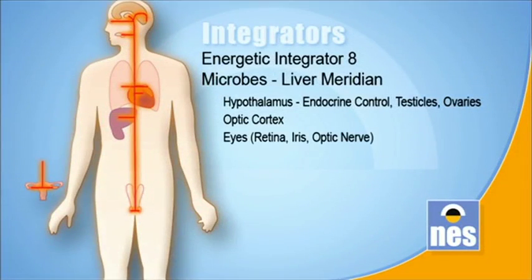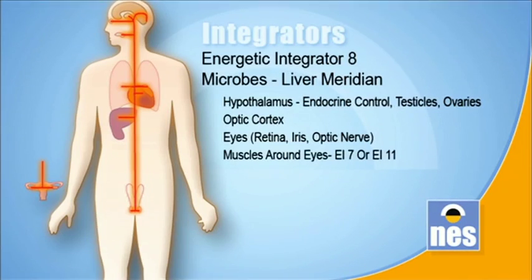The eyes, the physical function of the eyes themselves. The eyes, we can say the retina, the iris and the optic nerve are able to resonate in Integrator 8 territory. There's something we can say about the muscles around the eyes. These will belong to Integrator 7 or Integrator 11.